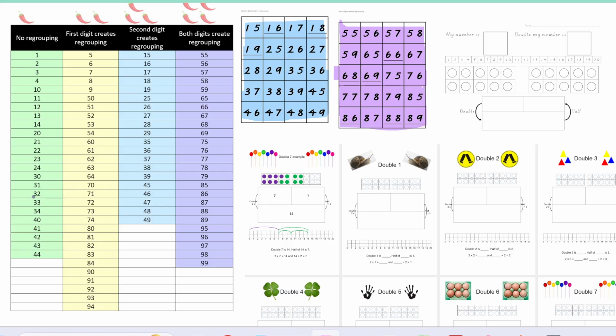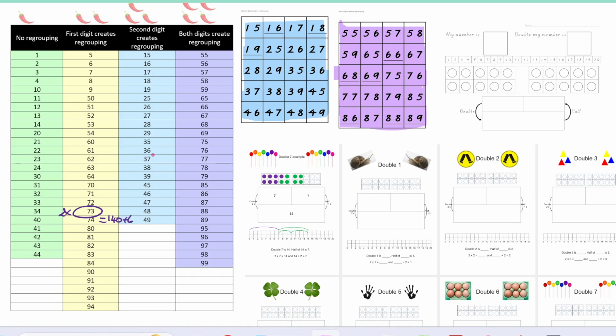Then you've got this first digit that creates regrouping. So if I was here at, let's go 73. If I was at 73, I know that double 70 is 140. So I'm going to double that. I'm going to get 140 plus double 3 is 6. So it's 146. That's actually easier to hold mentally.